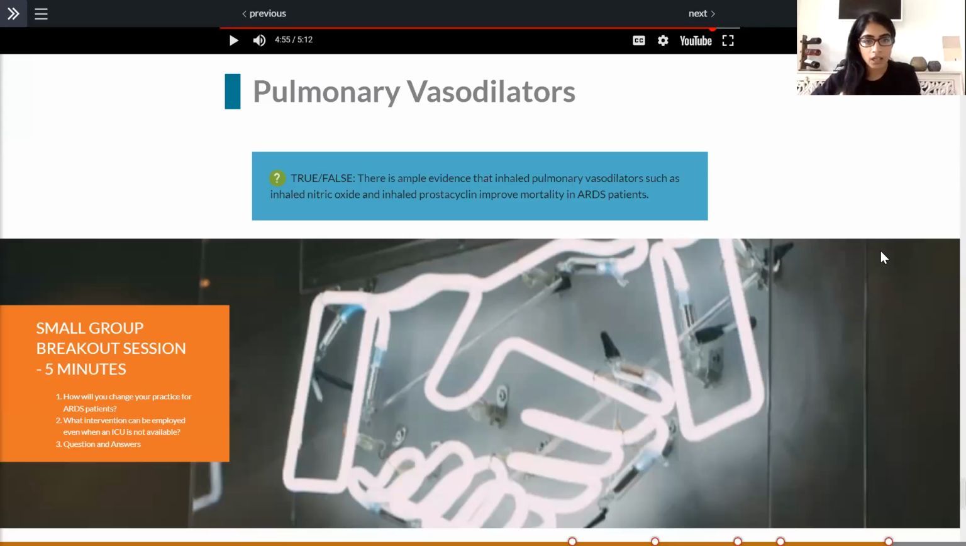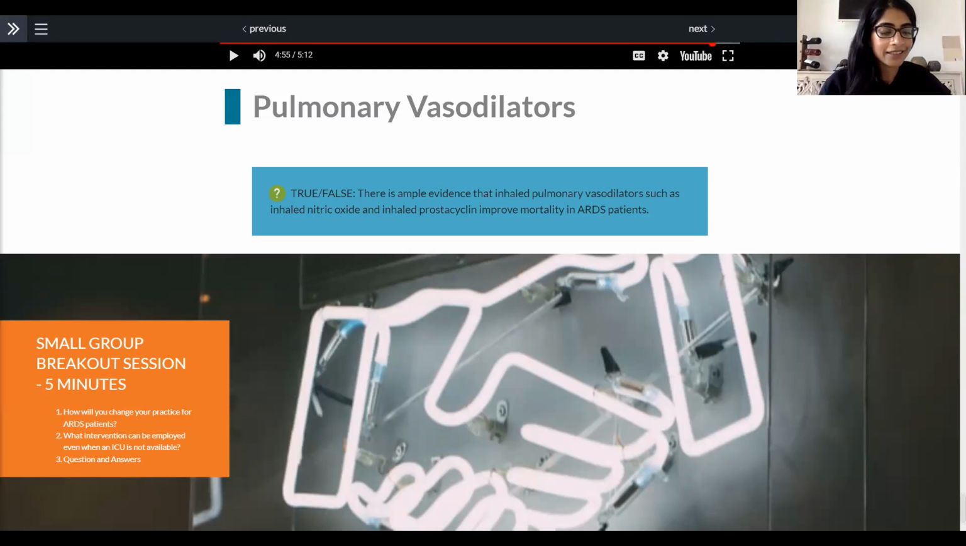So the next thing is pulmonary vasodilators, and it's quite an interesting topic in critical care. I'm sure those of you who have done lots of research or have been working in critical care know it's a topic of argument and discussion in intensive care. So we'll go with the question. There is ample evidence that inhaled pulmonary vasodilators improve mortality.